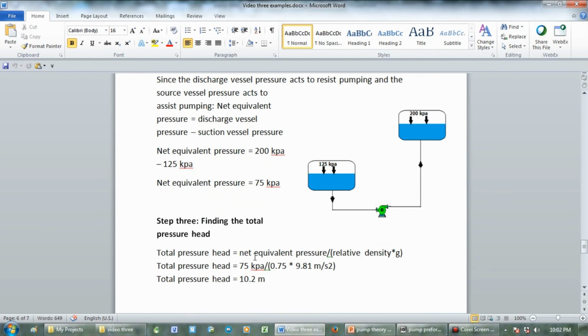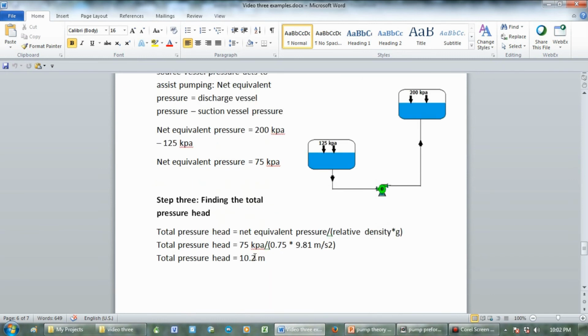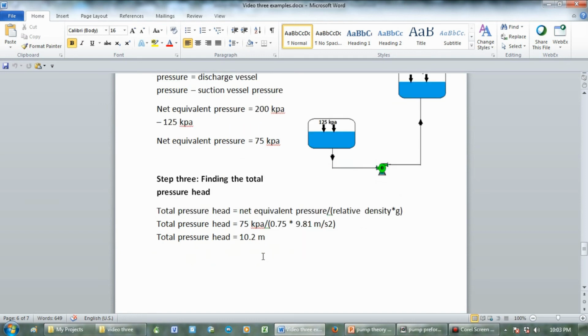Step 3. Finding the total pressure head. Total pressure head equals net equivalent pressure divided by the product of the relative density times G. Total pressure head equals 75 kPa divided by 0.75 times 9.81 meters per second squared. Total pressure head is 10.2 meters.